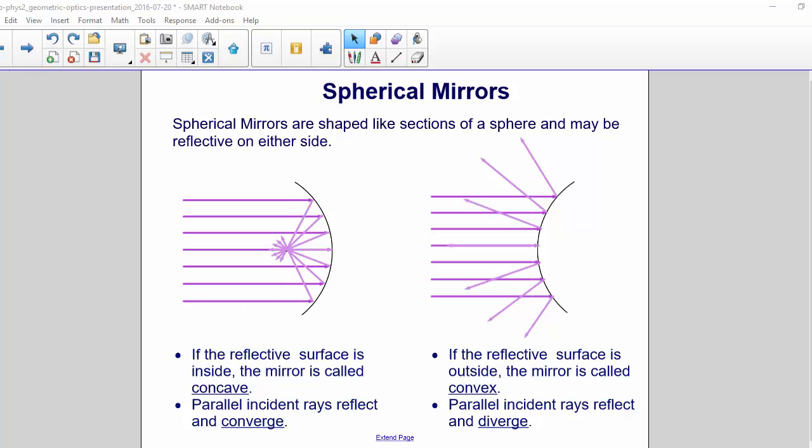If the reflective surface is inside, the mirror is called concave. Parallel incident rays reflect and converge to a focal point. If the reflective surface is outside, the mirror is called convex. Parallel incident rays reflect and diverge away from a focal point.